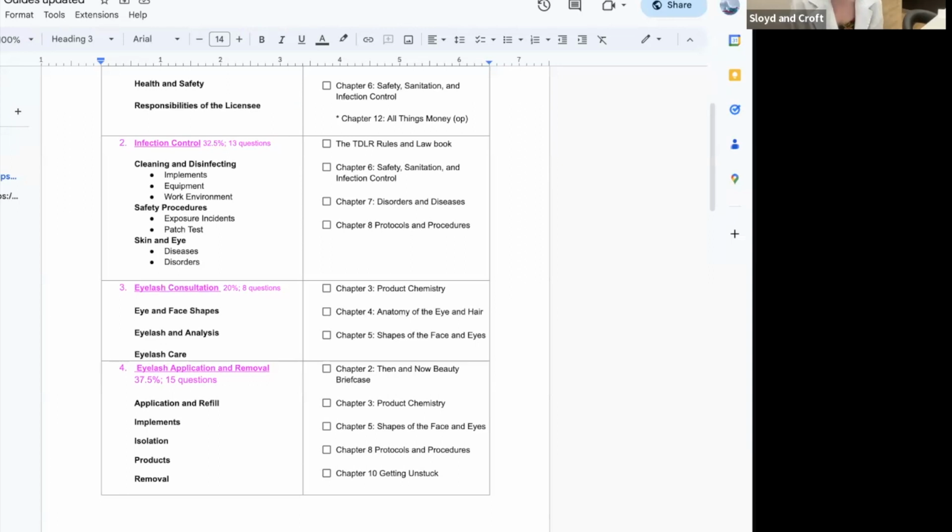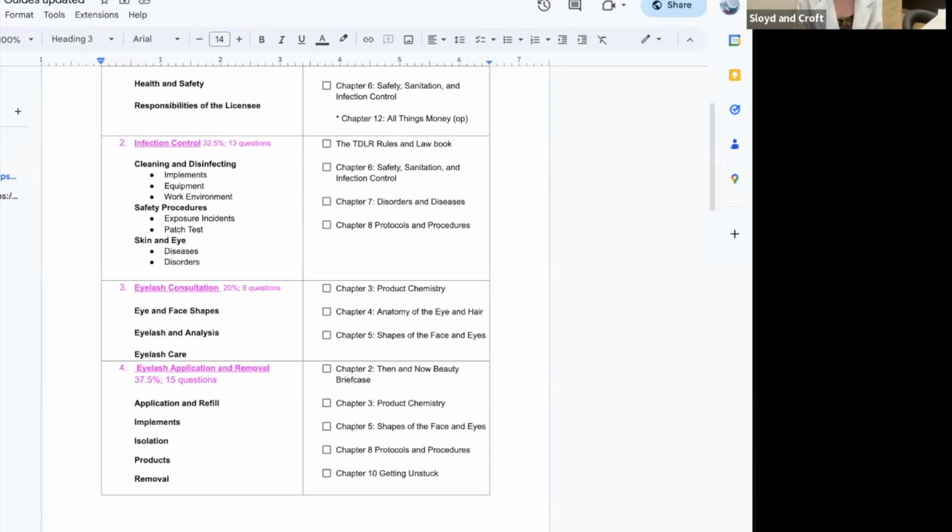So you may get multiple choice questions asking which of the following tweezers is the best tweezer for isolation, which of the following tweezers would not be a good choice for volume lashes, those types of questions. So that is why that chapter is included.